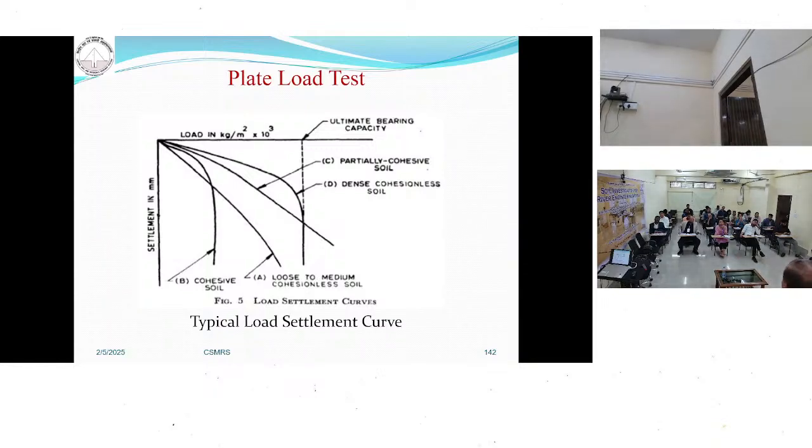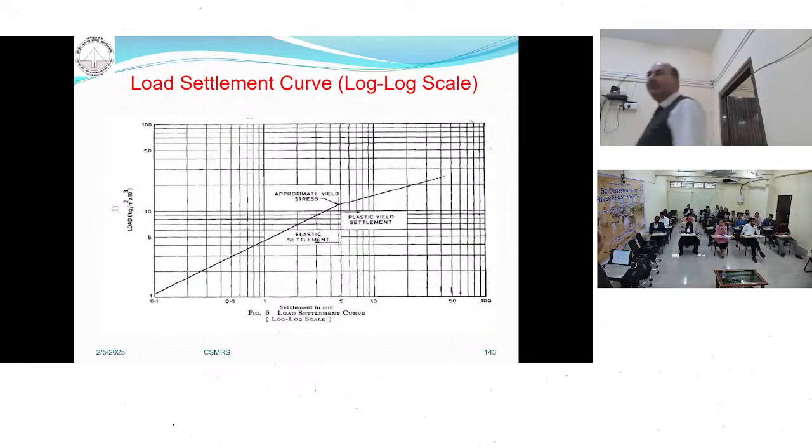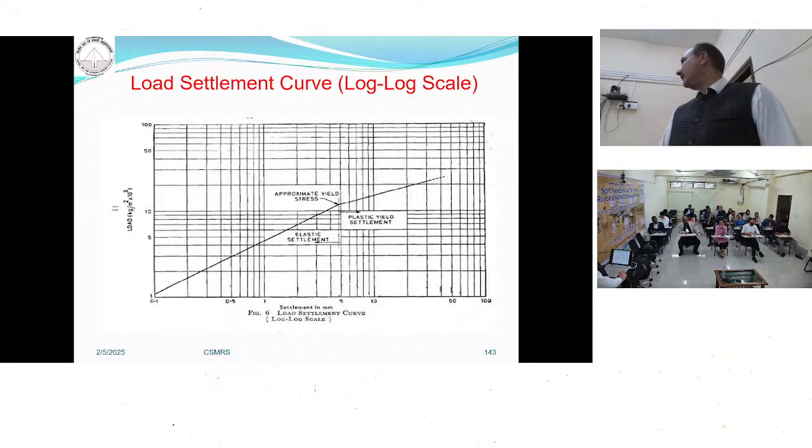Where is it failing? Can anyone tell me? No, sir. Failure is not clear here. So in that case, what do we do? We plot the load settlement curve on a log scale. So that gives a clear indication of where the soil is failing. From there, you can determine the ultimate bearing capacity, and applying a correction factor of safety, you can determine the safe bearing capacity.